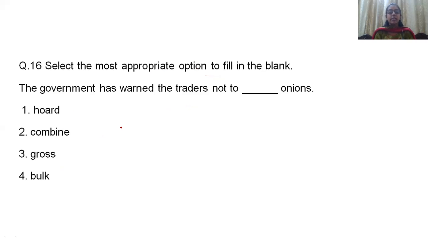Question number 16, select the most appropriate option to fill in the blank. Now, this question comes in the category of vocabulary. They want you to choose the correct vocabulary word. The government has warned the traders not to dash onions. Not to combine onions. No, that's not making any sense. Not to gross onions. No. Not to bulk onion. Bulk is a noun. We have to use a verb over here. Hoard onion means to keep them in bulk, that is called hoard. Okay. Keep them in a reserved manner.